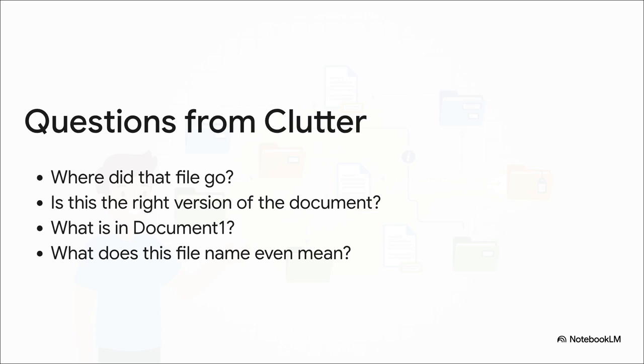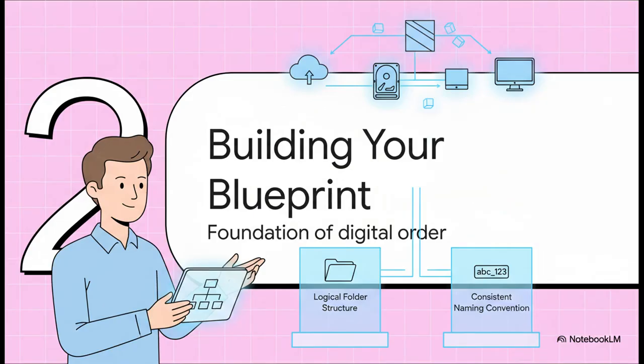Every single minute you waste hunting for a file or trying to decode a name like that is a minute you're not actually getting real work done. It's more than just annoying, it's a massive, massive drain on your time and your energy. Okay, so how do we actually fix this mess? Well, it all starts with a simple blueprint. Think of it like building a house. You need a solid foundation, right? For our digital order, that foundation is built on just two things: a logical folder structure and a consistent naming convention. That's it. And trust me, it's way, way simpler than you might think.